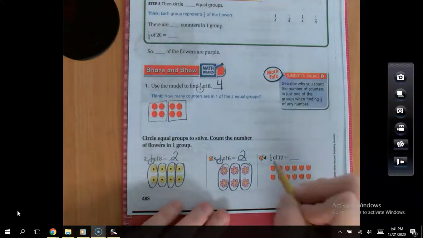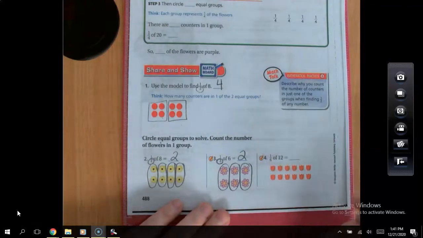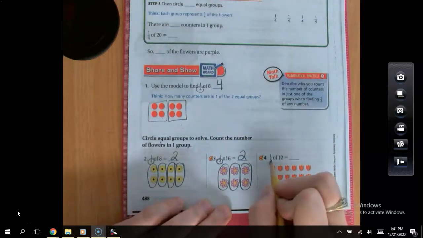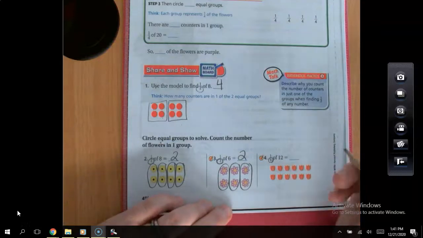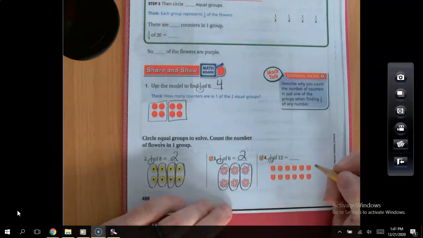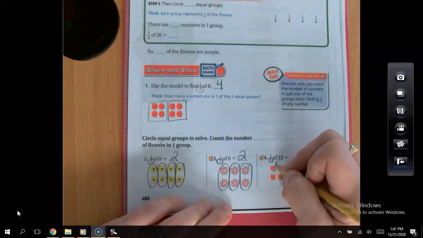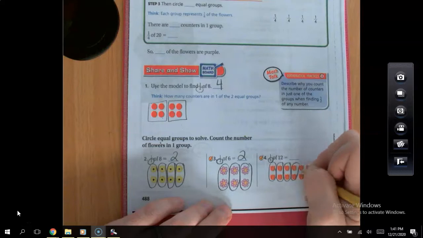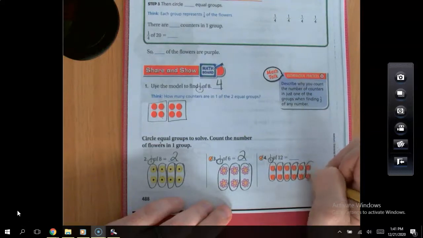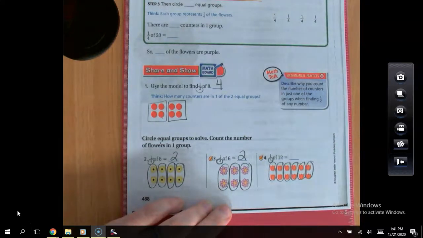Number 4 says 1/6 of 12. I need to make 6 equal groups. So go ahead and circle your 6 equal groups. 1, 2, 3, 4, 5, 6. 6 equal groups. How many do I have in each group?